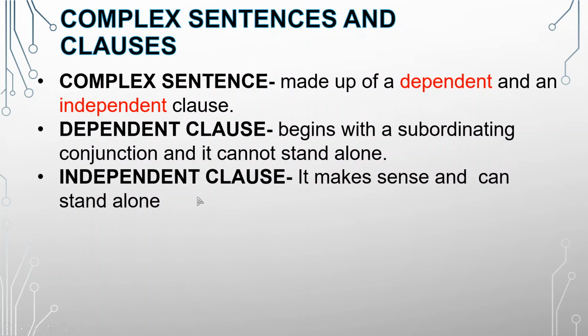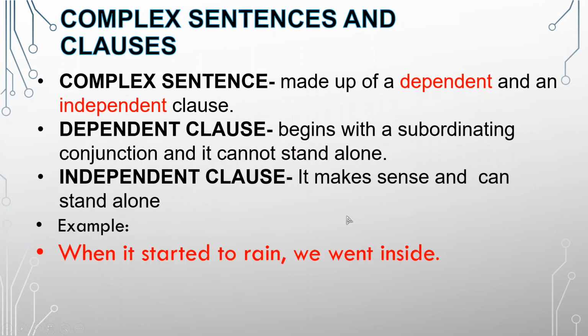All right. For an independent clause, it makes sense and can stand alone. So these groups of words look like simple sentences. They mean something and they can stand alone in a complex sentence. They don't need a dependent clause. They don't need another group of words to make them complete or to make them stand alone. All right. So: when it started to rain, we went inside.